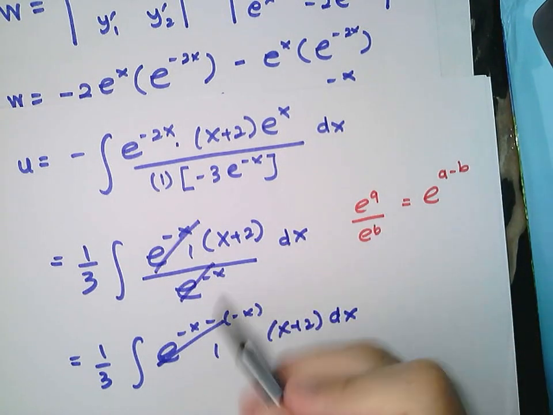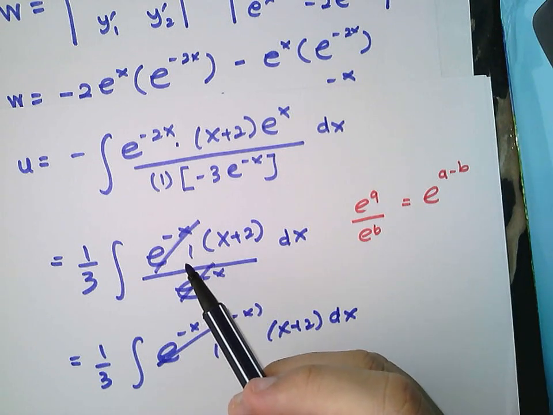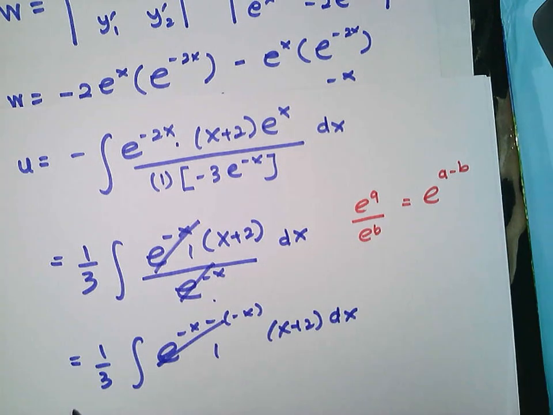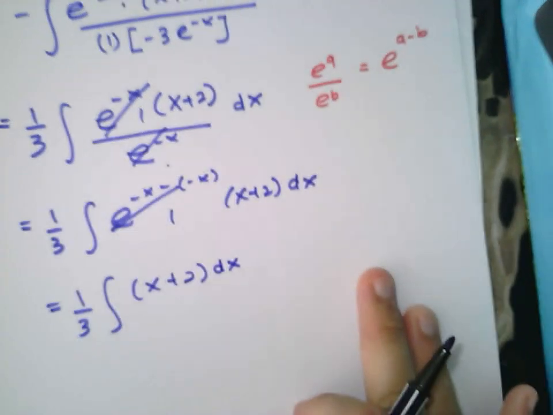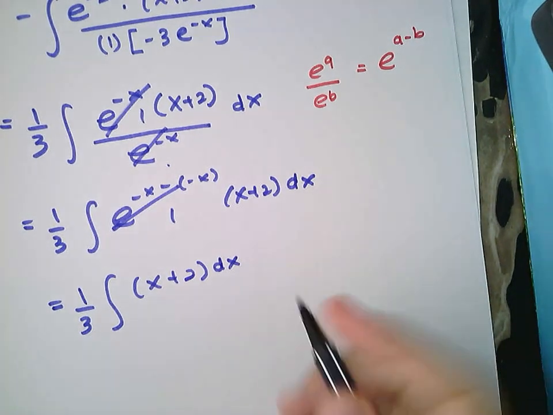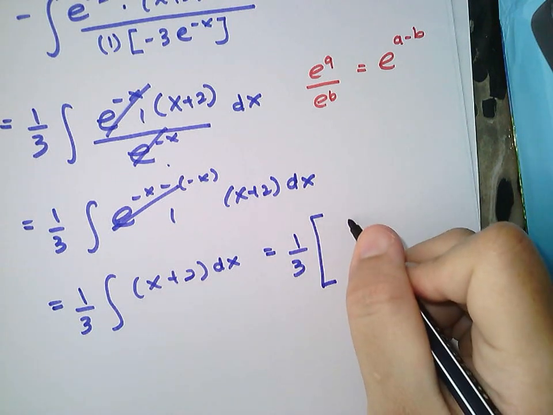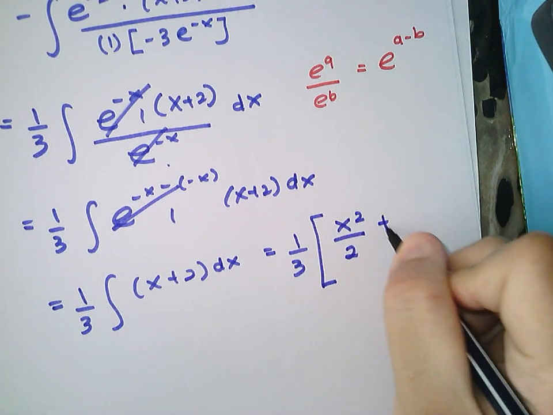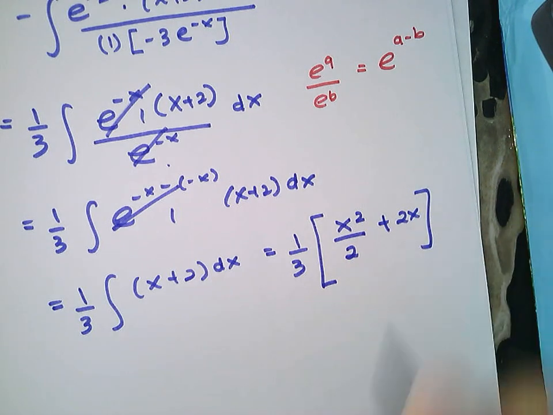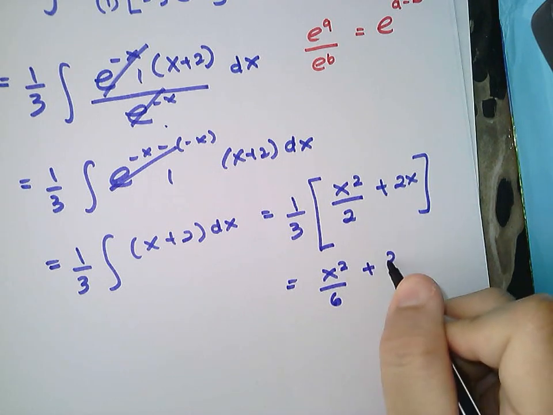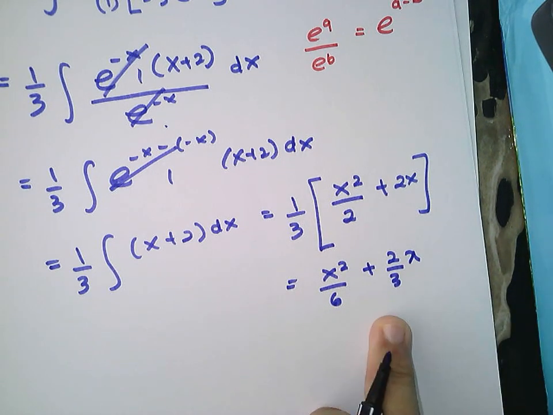Okay, either one. If you choose to do it straightforwardly, you can just cancel out this one, so you will have 1 here. So therefore you are left with integrate x plus 2 dx. So this is just a single function, so you can integrate this one directly. So you will have 1 over 3. Integrating x will give you x squared over 2 plus 2x. Okay, so therefore you will have x squared over 6 plus 2 over 3 x. So this is your u.